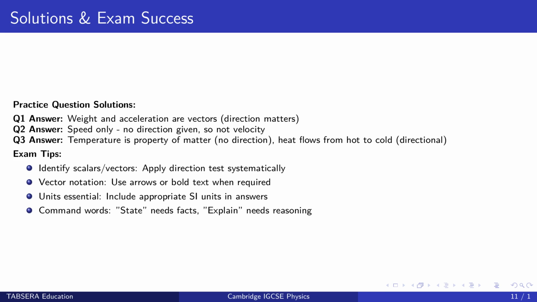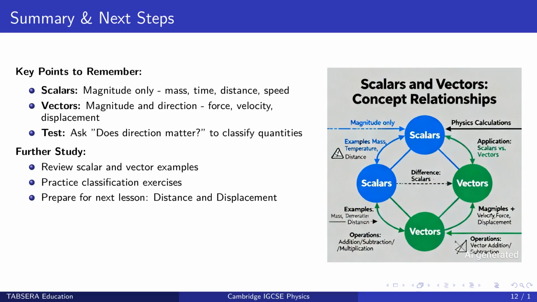Exam success tips. First, identify scalars and vectors by applying the direction test systematically. Second, use proper vector notation with arrows or bold text when required. Third, include appropriate SI units in all answers. Fourth, understand command words. State means give facts. Explain means provide reasoning. Let's summarize today's lesson.